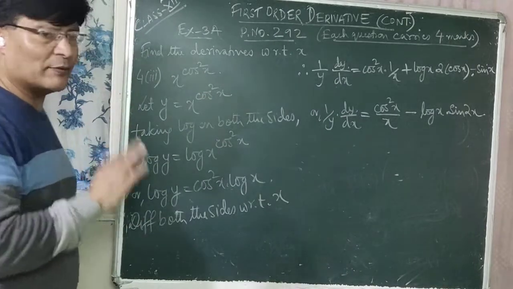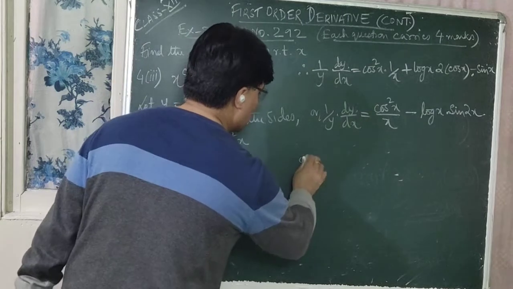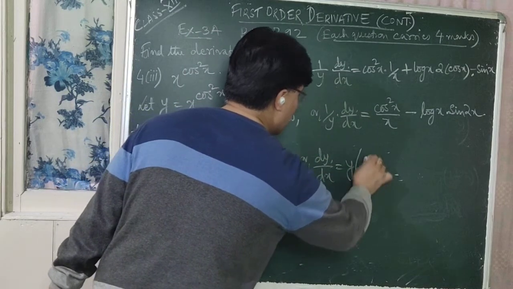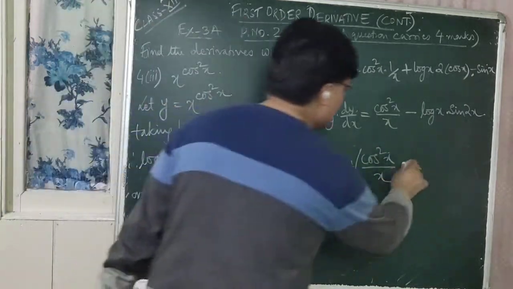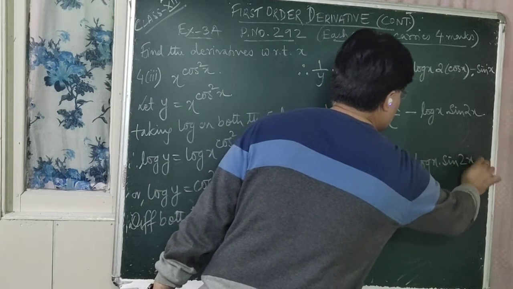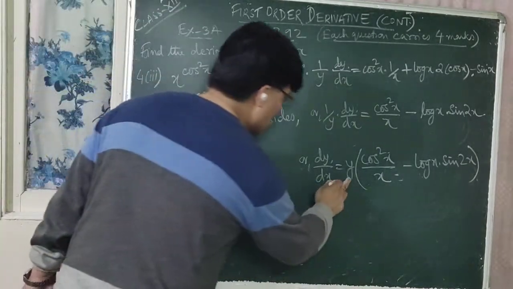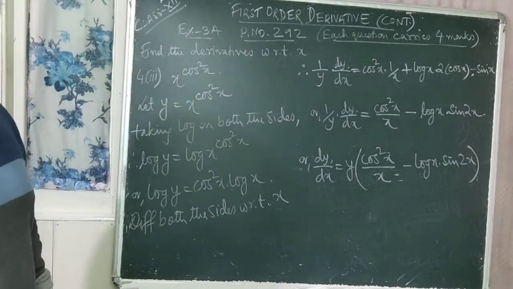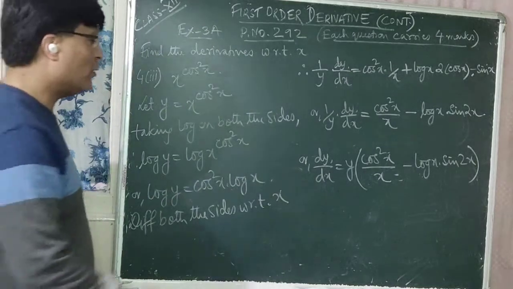Now we have to find out the value for only dy by dx. So cross multiply by y here. Or dy by dx is equal to y within bracket cos square x upon x minus log x into sin 2x. Bracket is closed. Now on the right hand side you have to put the value for y, because we have assumed y is equal to x to the power cos square x. So on the right hand side only you put the value for y.